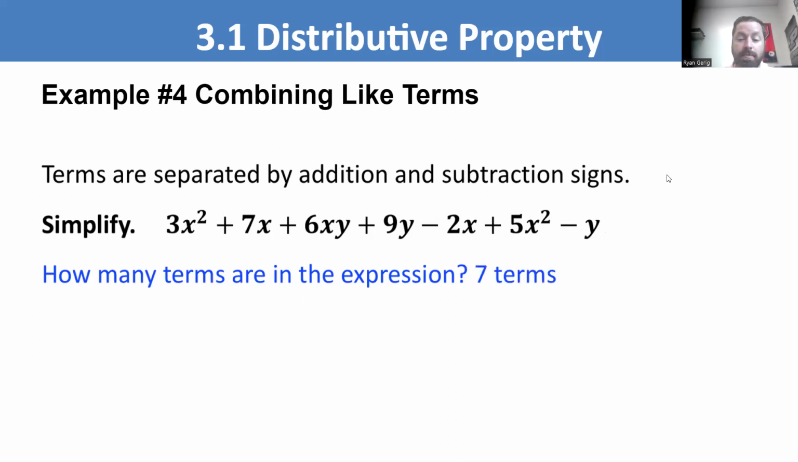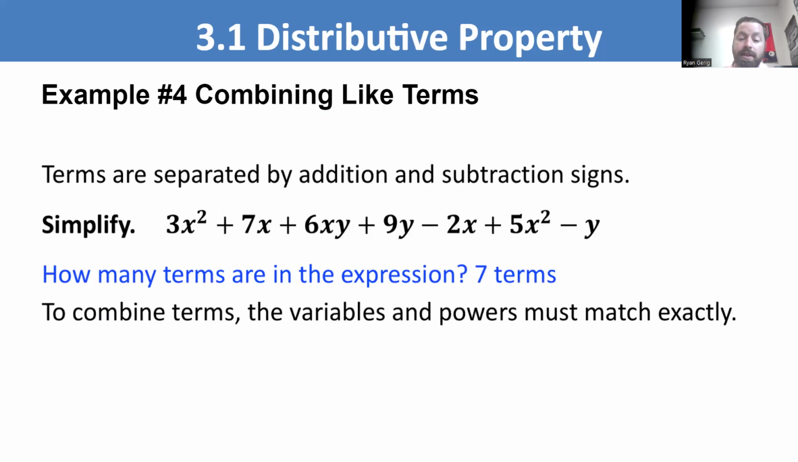But there are some terms that are the same. To combine the terms, the variables, so x and y, and the powers, so the exponents, must match exactly. So if I'm looking at this, 3x squared, what does it match with? Well, it does not match with the x because, yes, the variables are the same, but the exponents are not. So I cannot put those together. So if I look further down the line, the only one that has an x and an exponent of 2 is the 5x squared. And I put those together with addition. So it's positive 3x squared plus 5x squared, which gives me 8x squared.